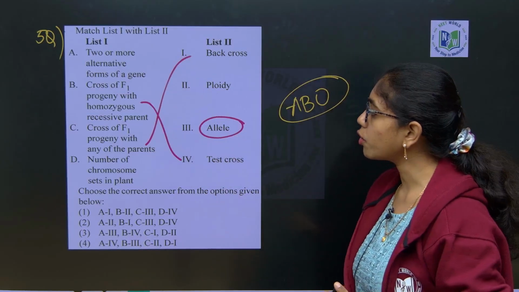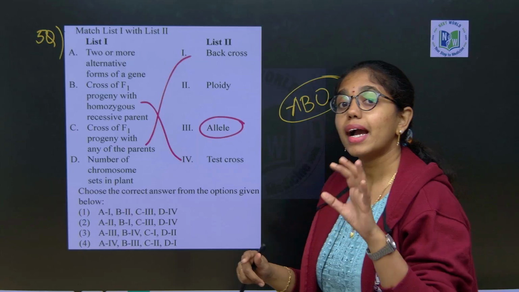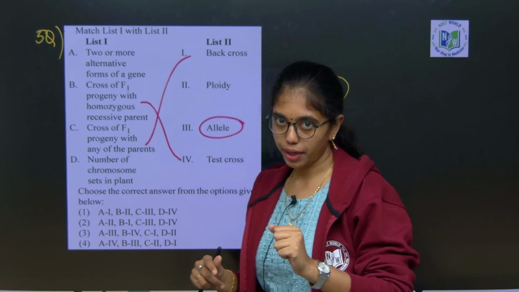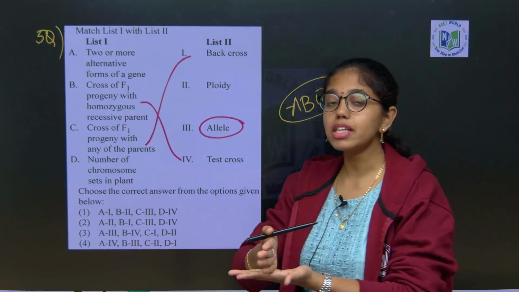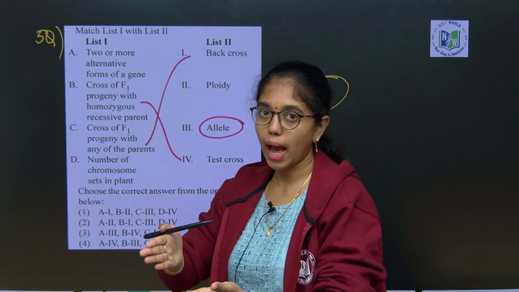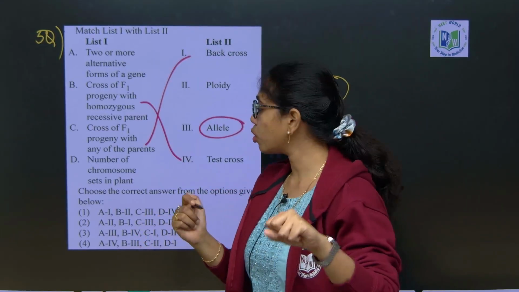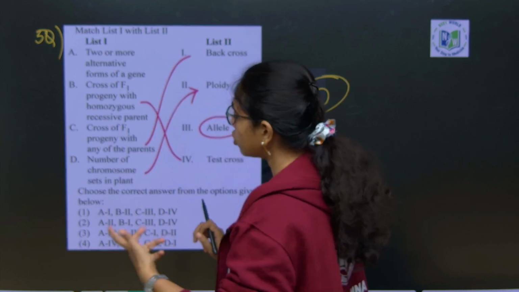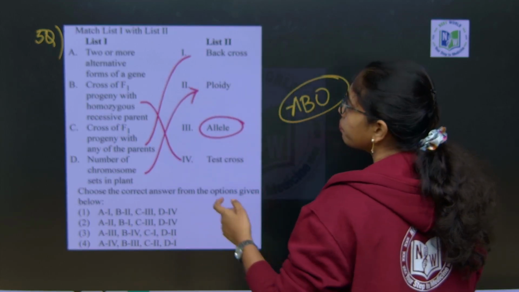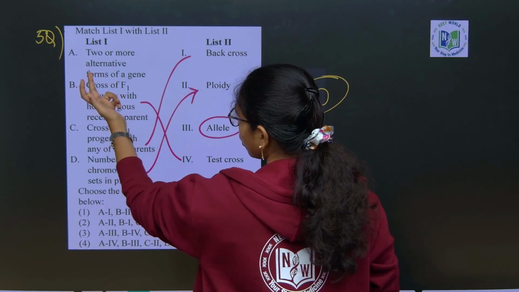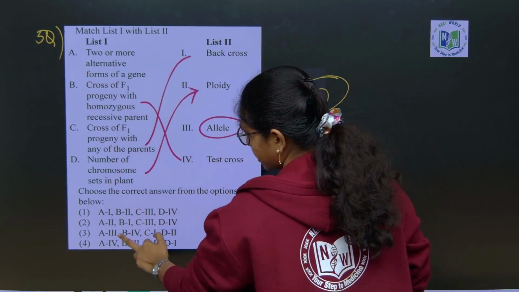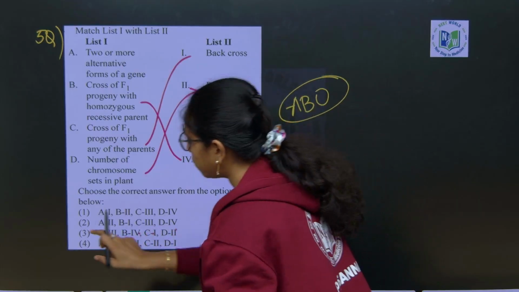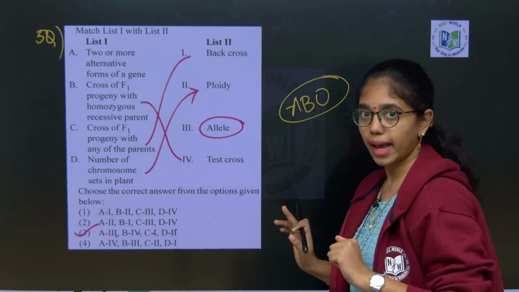Next, number of chromosome sets in a plant. Complete set of chromosomes in an organism is diploid. Half the set of chromosomes is haploid. So number of chromosomes is deciding the ploidy of an organism, right? So now what is the correct option? A is 2 or more alternative forms, that is A is 3, B is 4, C is 1, D is 2. Option 3 is the correct answer.